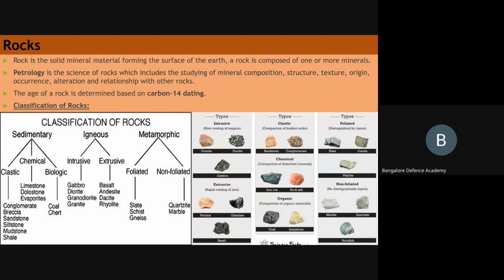Understood? Igneous rocks. The next one is sedimentary rock. I will explain all of this to you later.